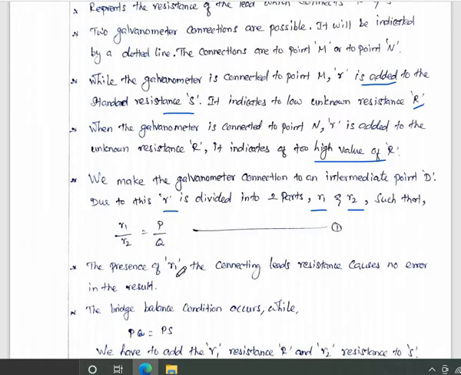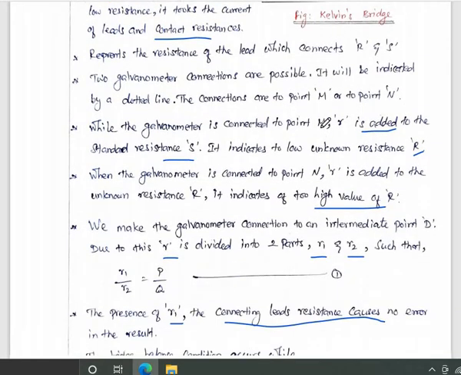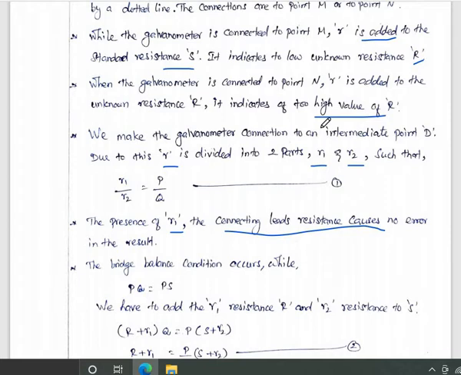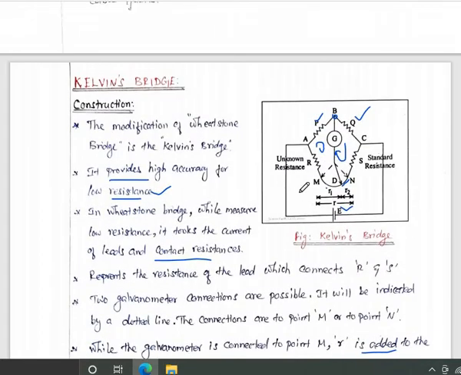So here the presence of R1, the connecting leads resistance, causes no error in the circuit. The presence of R1 means some resistance value is added to the unknown resistance value, but it does not create an error because we measure including that resistance also, so there is no problem. Here the bridge is in the balanced condition. PQ and PS are equal. The voltage across P and the voltage across Q are equivalent, because you have to consider each arm. Balanced condition means each area should be common.